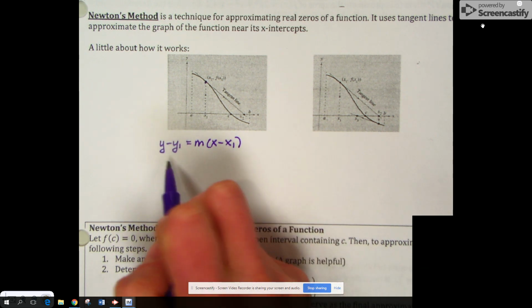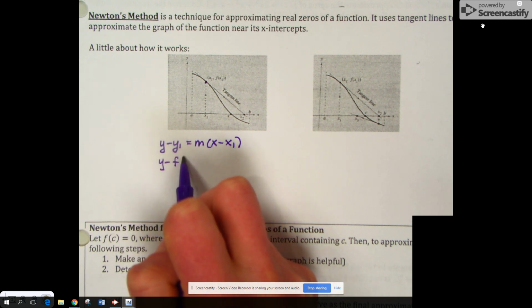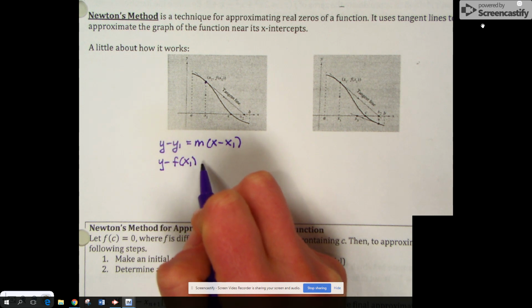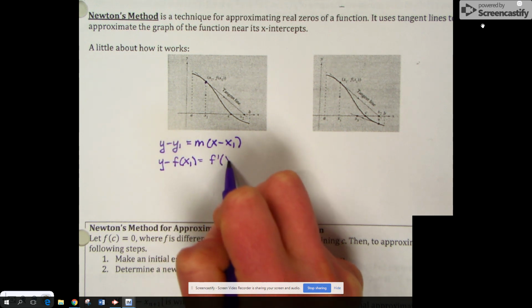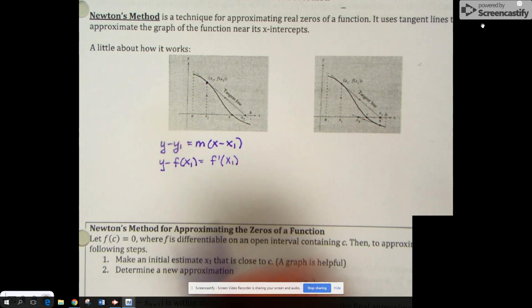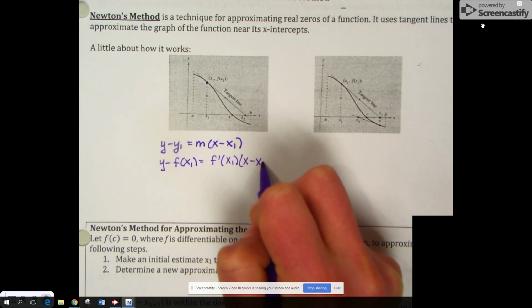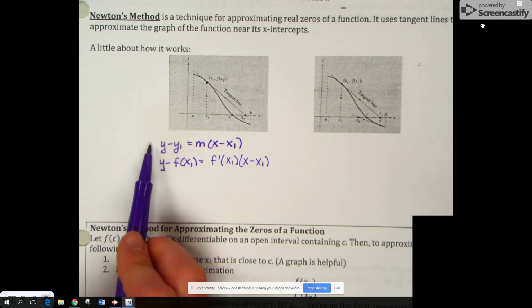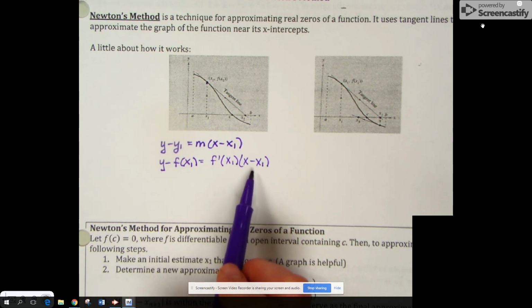Specifically for this particular function, that would mean f of x1 as your y1. Your slope would just be the derivative at the coordinate x1, and we'll leave that notation as it is. So our point slope form specific to this example is what I've listed here.